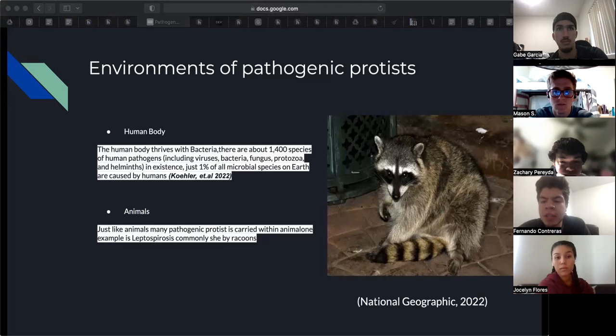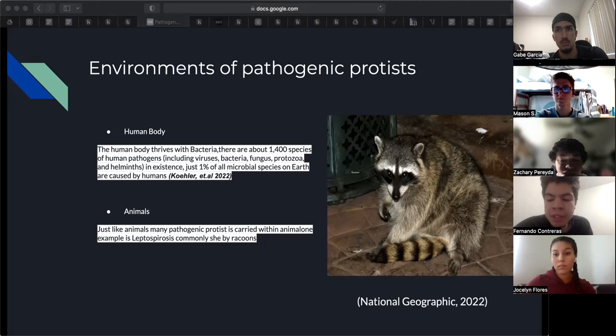Environments of pathogenic protists. The human body thrives with pathogens. There are around 1,400 species of human pathogens, including viruses, bacteria, fungi, and protozoa, yet they make up just a tiny fraction of all microbe species on Earth. Chlamydia are parasites that live within cells. These microorganisms might contribute to coronary heart disease and might cause pneumonia or urinary tract infections. Other infections come from Salmonella, Listeria, Brucella, Mycobacterium, Nocardia, Francisella, Legionella, and Yersinia, which are all bacterial pathogens.